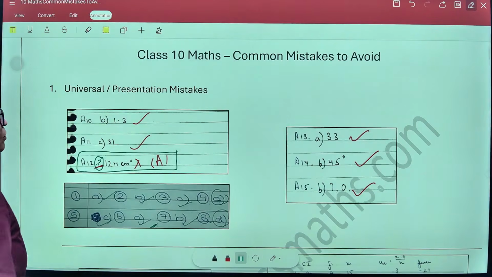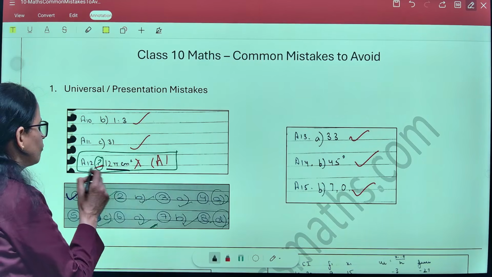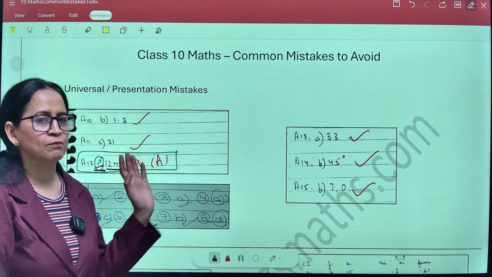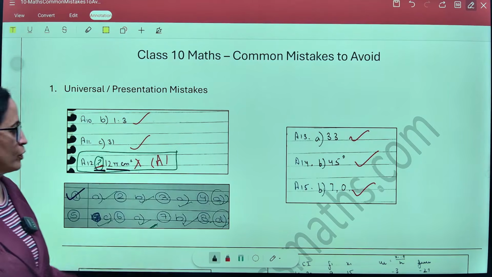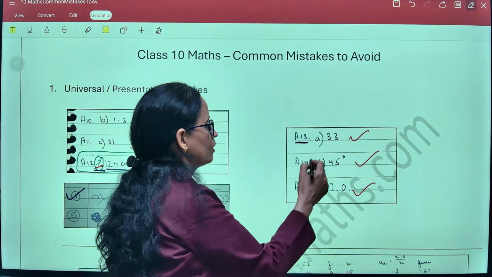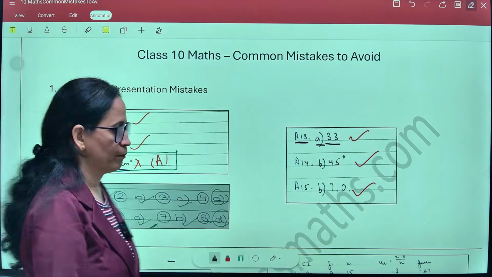Number 1, the presentation mistakes. Whenever attempting multiple choice questions, do not write only the options. Do not write the correct answer without mentioning the option. Here you might lose marks, or you might write a wrong option. So always make it a point to write the answer number in the margin, followed by the correct option and then the answer also.